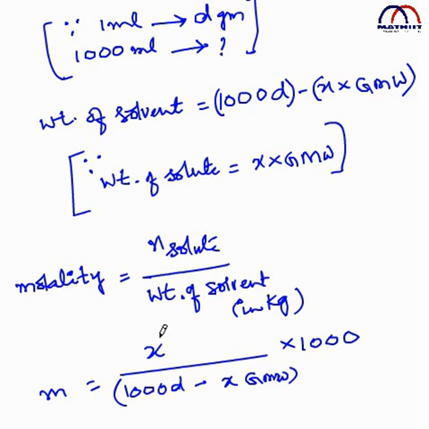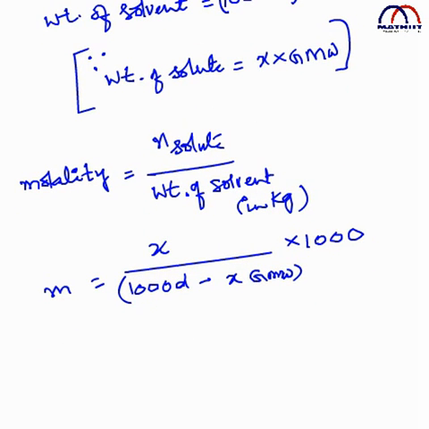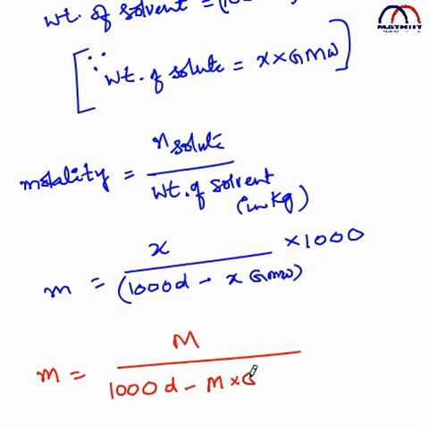So whenever molarity is given there, for convenience's sake I will do one thing: in place of the x, can I take the molarity directly there. I am more generalizing this. M is equal to capital M, whatever molarity is given to you, 1000 d minus x. X means I should take here again molecular weight into gram molecular weight, and this should be multiplied with 1000. Okay, this is giving you the molality from the molarity there.